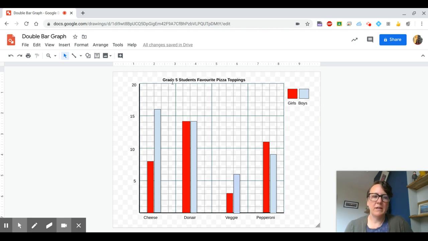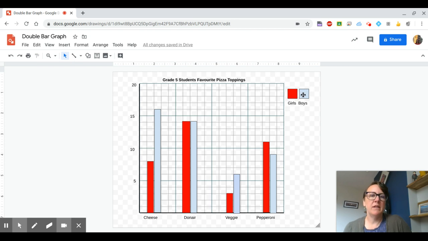So my example one here is grade 5 students' favorite pizza toppings. So it's not just grade 5 students. It's not just pizza toppings. I'm being specific about who I have surveyed and what the survey was about.